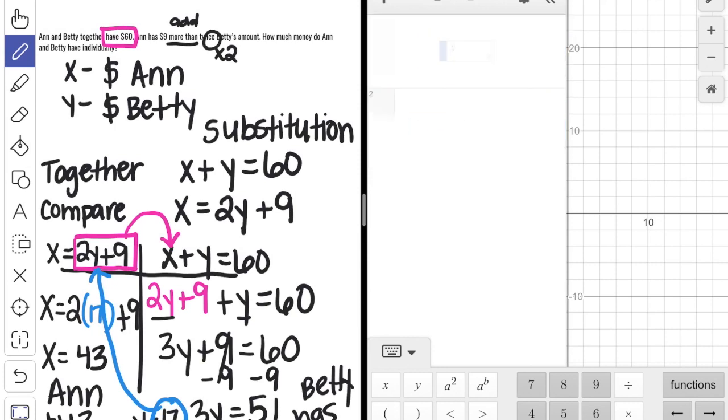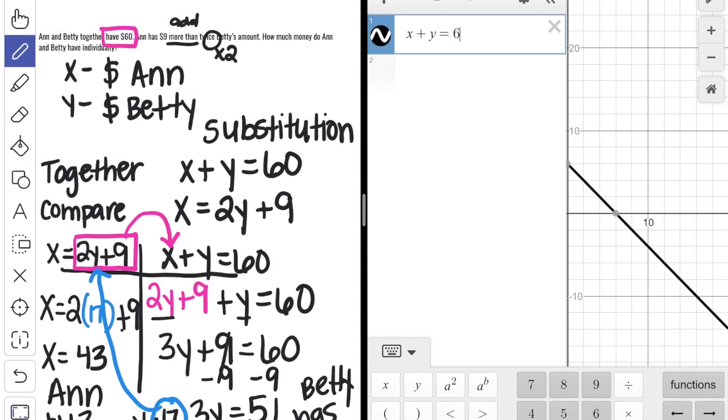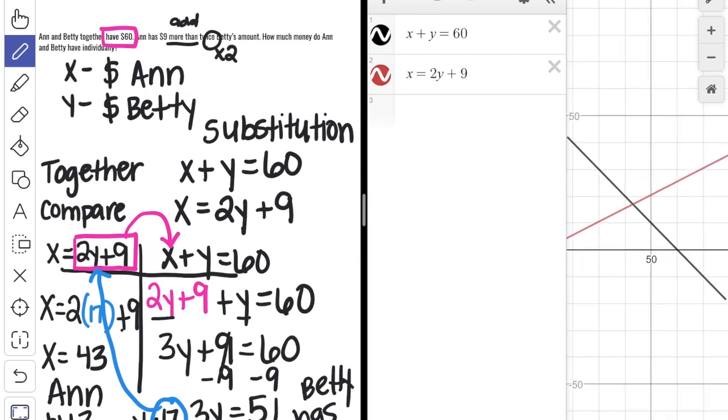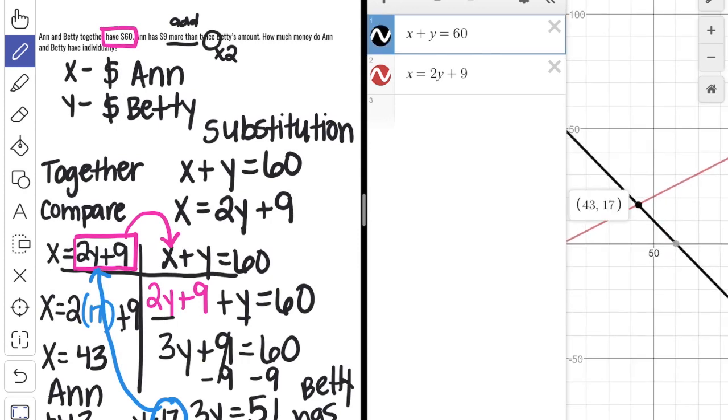And again, I can check this in Desmos. I can plug in my equations. That's the reason I use x and y. So x plus y equals 60. And then I have x equals 2y plus 9. Now, we're probably going to have to adjust the screen and zoom out a little bit. Okay, so we're looking for that intersection. And I have 43 and 17. So that tells me that x was Ann. We got 43 for Ann. 17 is y. That's Betty. And that's what we have for both. So Ann has $43 and Betty has $17.